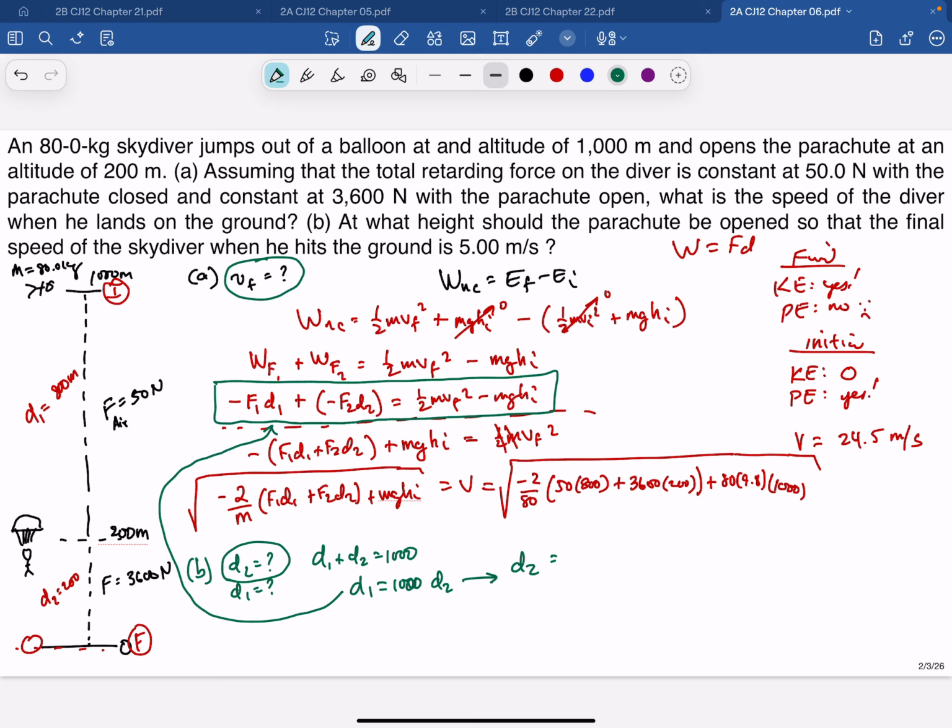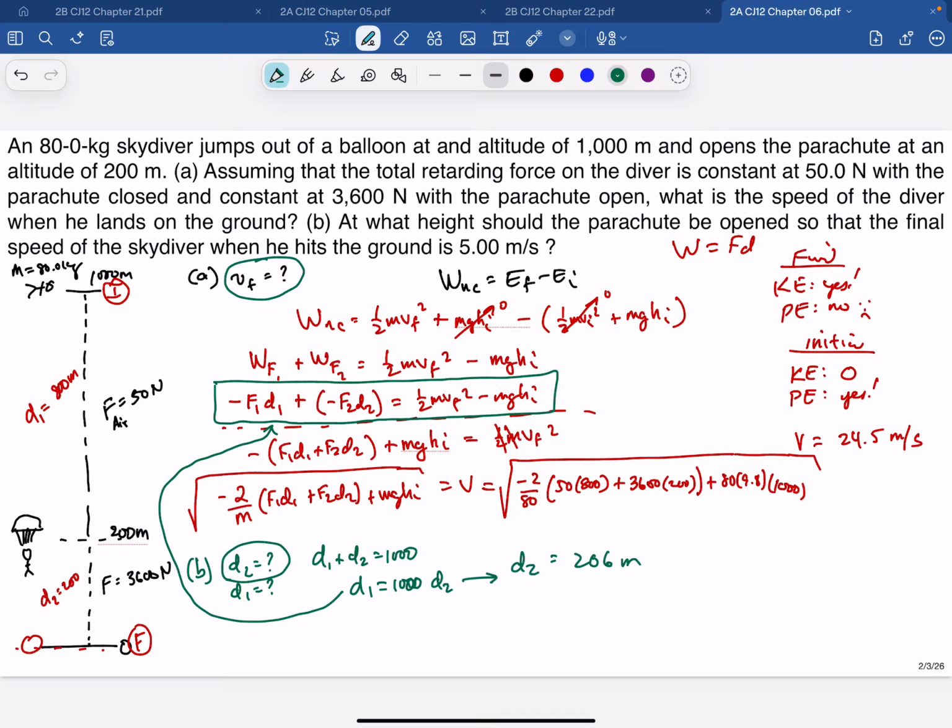Does anybody want to guess where you have to open this parachute? 700? 750? 500? The answer turns out to be 206 meters. Oh, so you have to jump early. What's that? You have to do it early. You got to do it earlier. You got to do it higher.